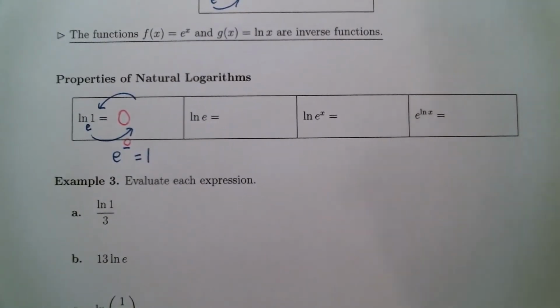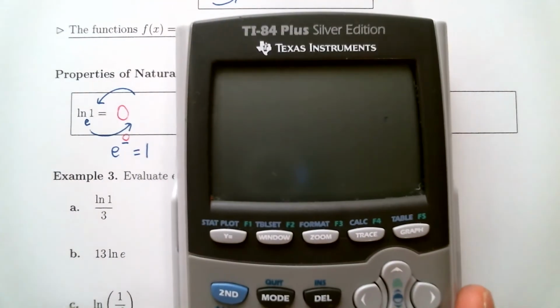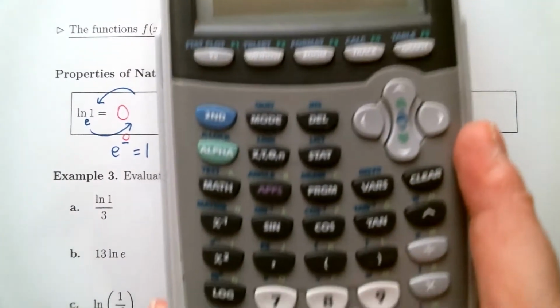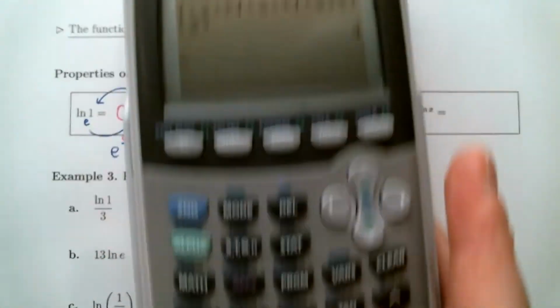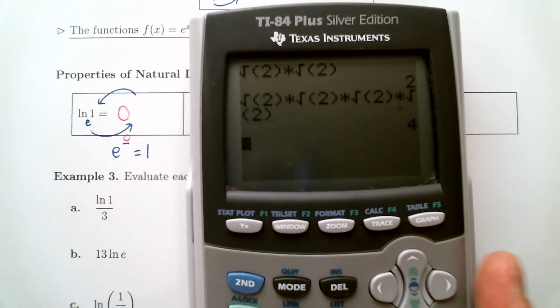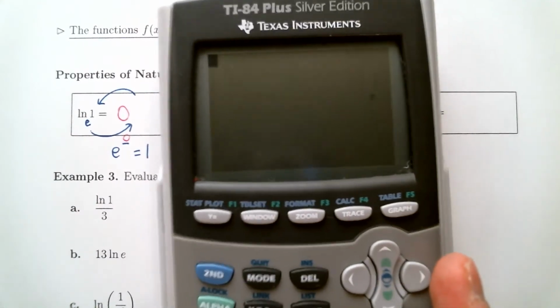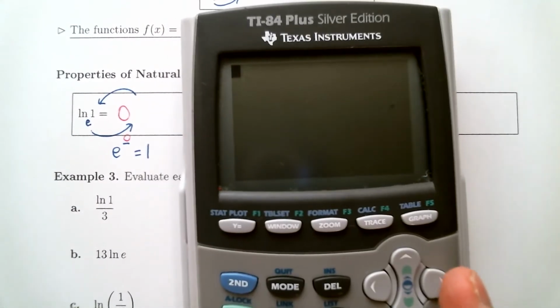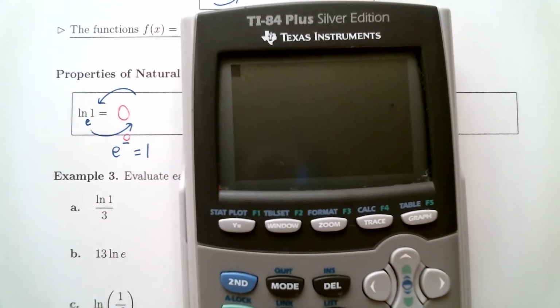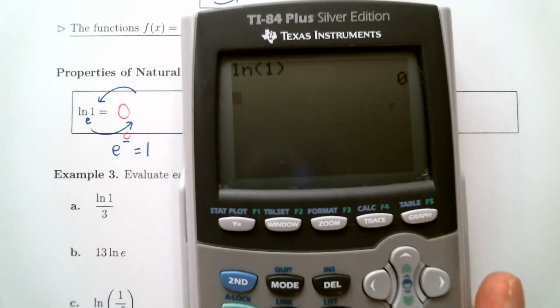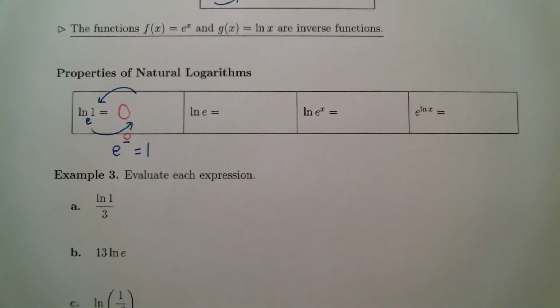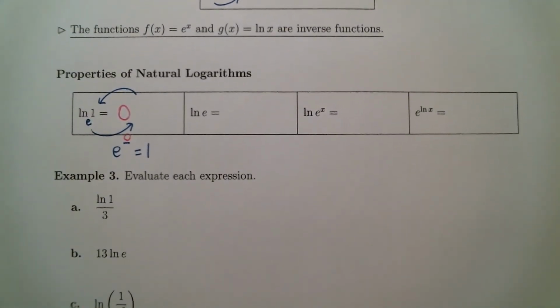Another good thing about natural logs is that you can confirm all this on your calculator. You would be looking at your natural log button, which is right here. It's different than LOG. You've got to pay attention to whether you're using LOG or LN. So if you need to know what the natural log of 1 is, you would just type it in like that, and it's going to tell you 0. That's because if you take e and raise it to the 0 power, you will get 1.